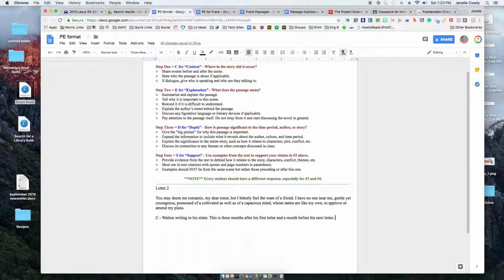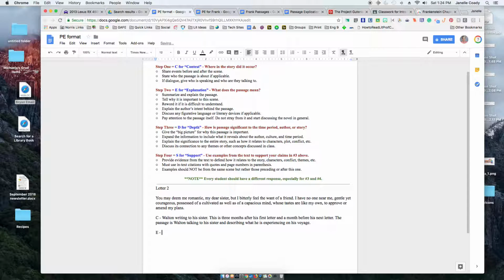Who the passage is about, if applicable, if dialogue, who is speaking. So the passage is Walton talking to his sister and describing what he is experiencing on his voyage or journey. All right, so that might be enough for notes anyhow.